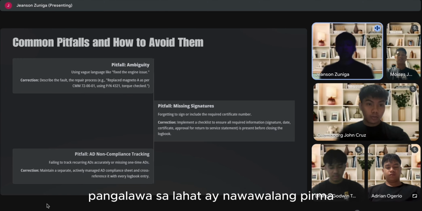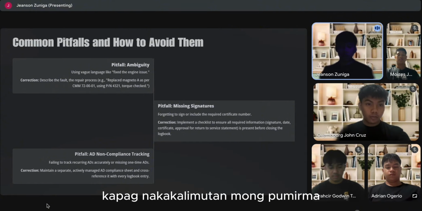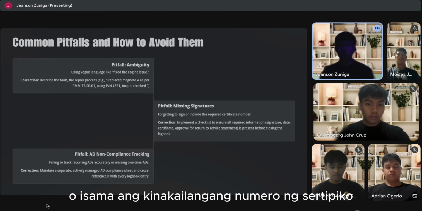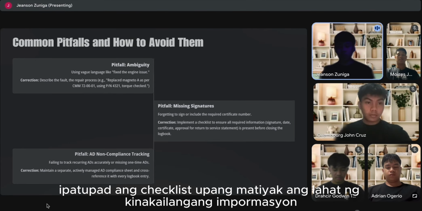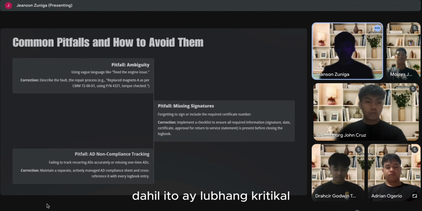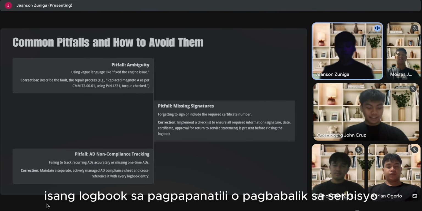Second is missing signatures, which is very critical when it comes to maintenance. Like when you forget to sign or include the required certificate number. Aside from that, we can implement a checklist to ensure all required information is present, because this is very critical when it comes to releasing a maintenance logbook or return to service.